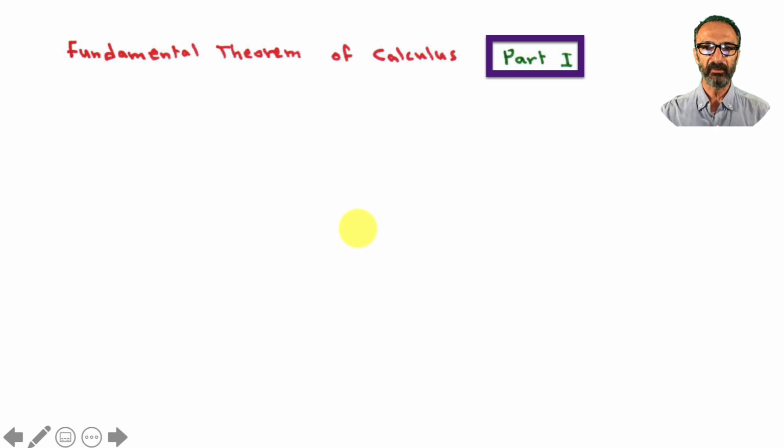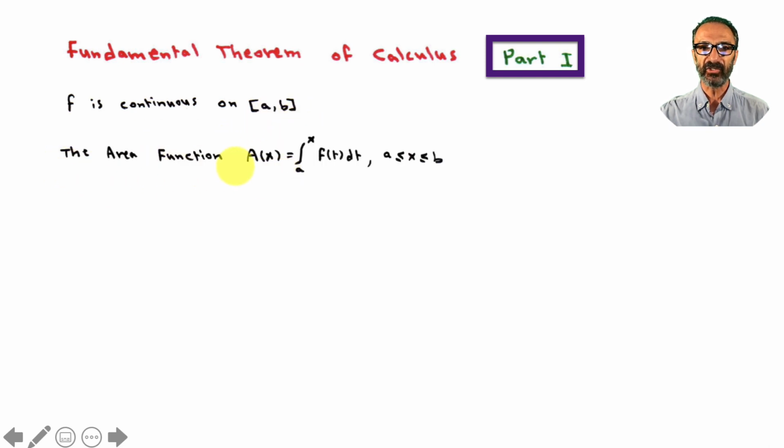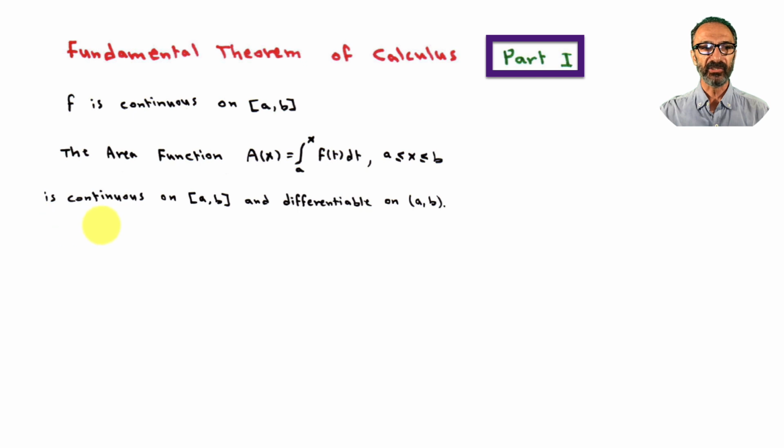The fundamental theorem of calculus comes in two parts, part 1 and part 2, just like in movies. So here's part 1. Sometimes part 2 is more interesting than part 1, and sometimes it's not. Let's take a look and we'll see which one you like more. If f is continuous from a to b, the area function that I just mentioned, and I gave you the graph, will be as follows. It is continuous on a, b and differentiable on a, b.